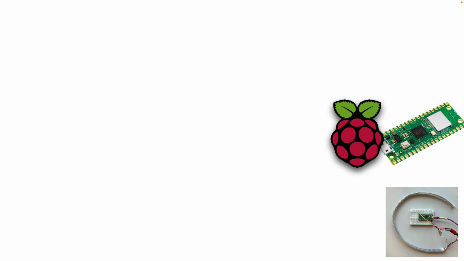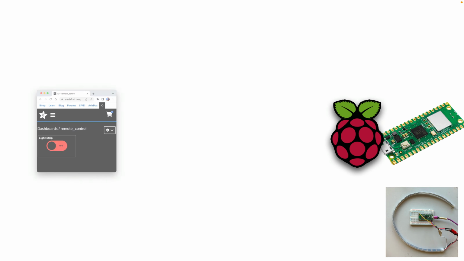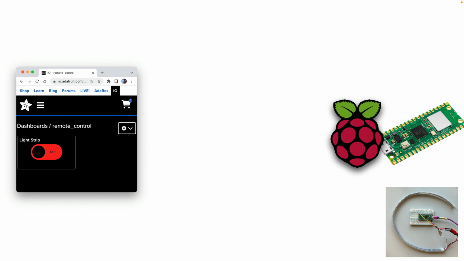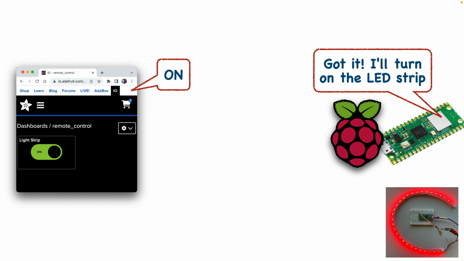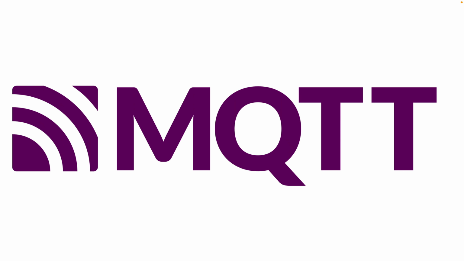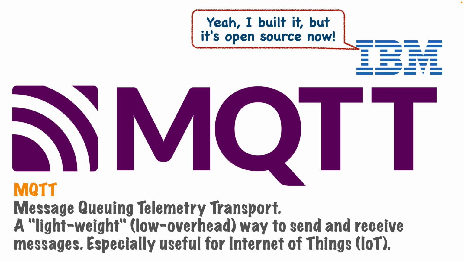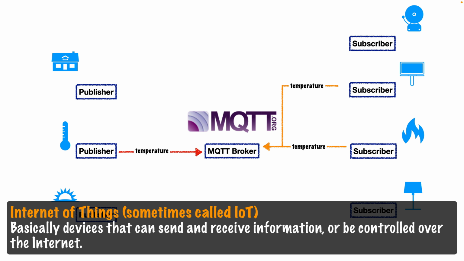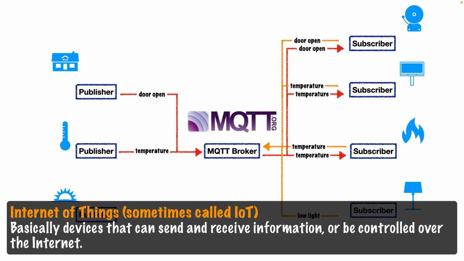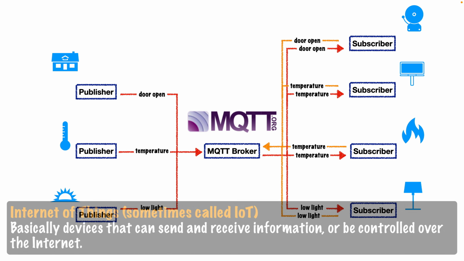Now in this lesson, we're going to learn to create and connect a web dashboard to our Pico W. We'll send messages to the Pico W, and we'll write CircuitPython code on the Pico to receive those messages and perform a task based on the message received. Now the way we make this happen is by using a communication scheme or protocol called MQTT. MQTT stands for Message Queue Telemetry Transport. It was originally developed by IBM, but it's now open source, and it's one of the most popular ways to get devices to communicate with each other over what's called the Internet of Things. The Internet of Things, sometimes called IoT, pretty much refers to smart devices that send and receive information or that can be controlled over the internet.